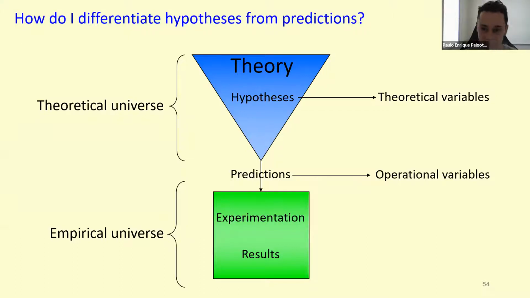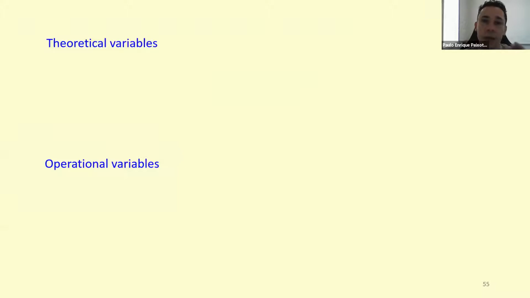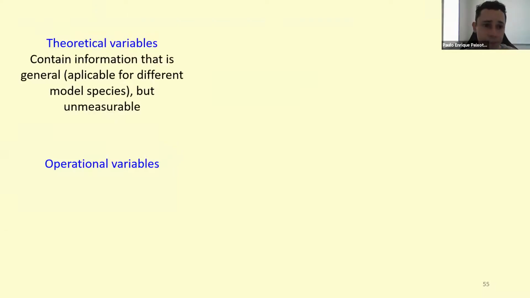So what is each type of variable, okay? In a general way, theoretical variables should contain information that is more general. What I mean by general is that it should be applicable for different model species, in fact, for many different model species, but at the same time, such variables are not directly measurable, okay? We cannot directly measure a theoretical variable.